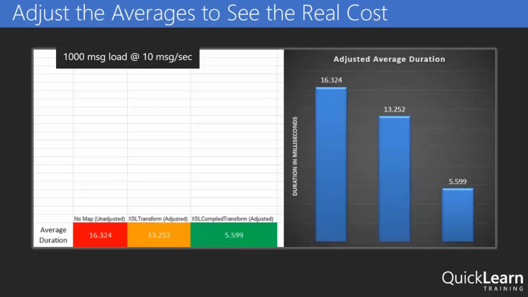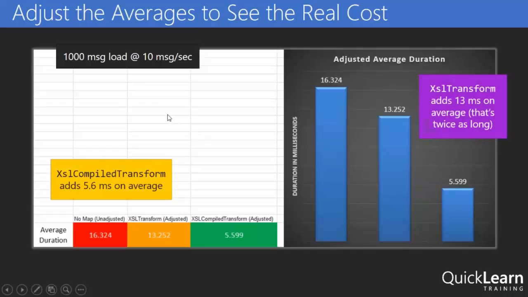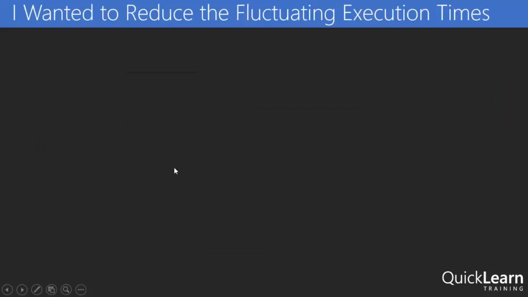Here we see our adjustment. Non-adjusted, the no map case is 16. On top of that 16, what we're showing here is that the XslTransform is adding 13 milliseconds to our execution time. The compiled transform is adding 5 milliseconds. So I'm just trying to show the difference there. Anyway, like I said, I wanted to reduce that fluctuation in service instance execution times.